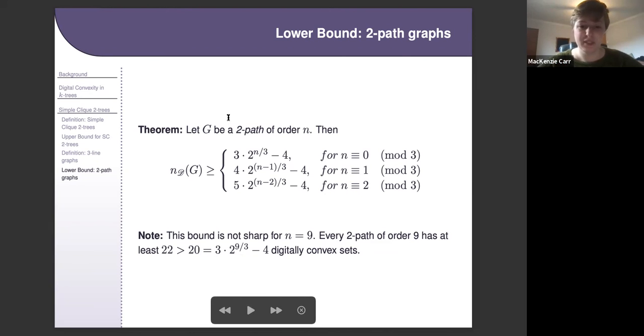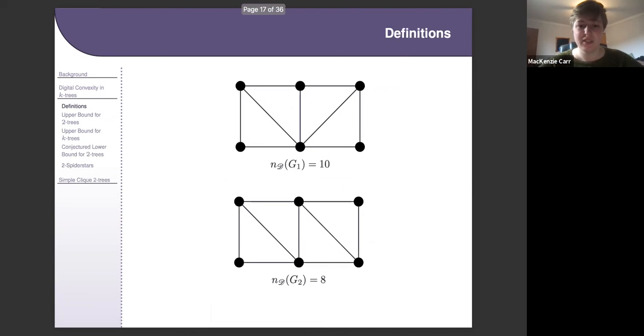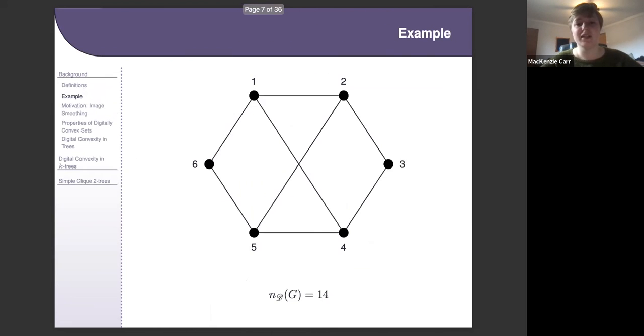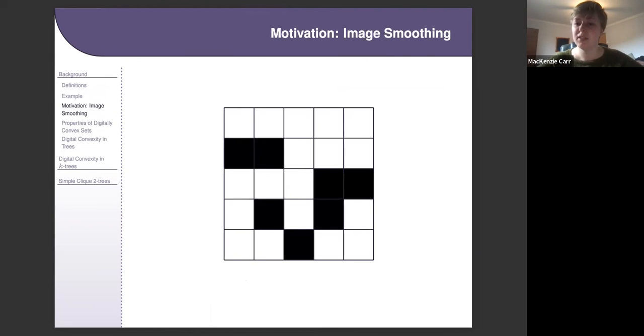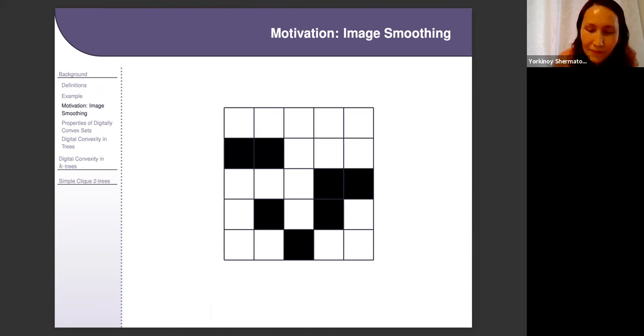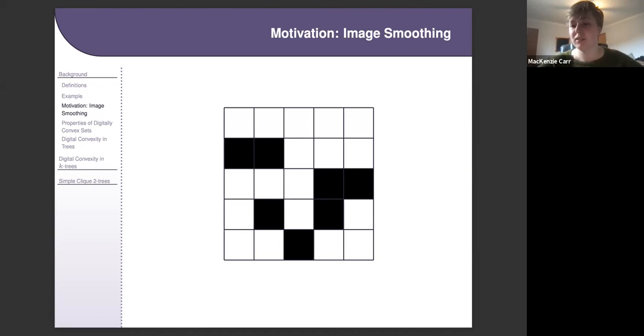Yeah, so the original motivation was in digital image processing. A big thing is storing digital images and smoothing them to store them with a smaller amount of information needed. Digital convexity is one way to smooth the image. If we take this black and white image here, we can smooth the image by finding the smallest digitally convex set that contains these black pixels.